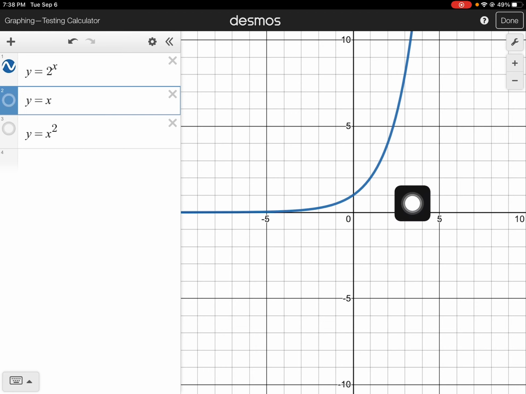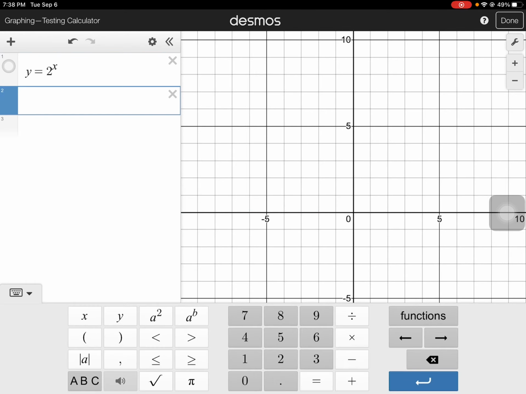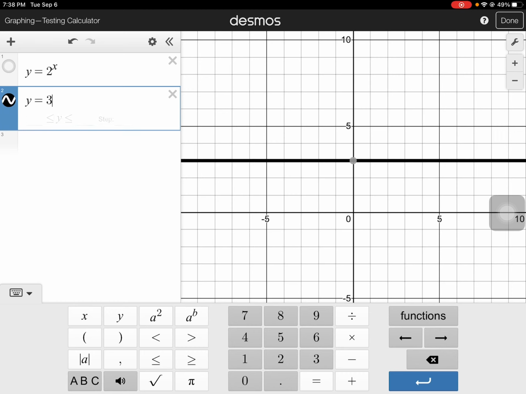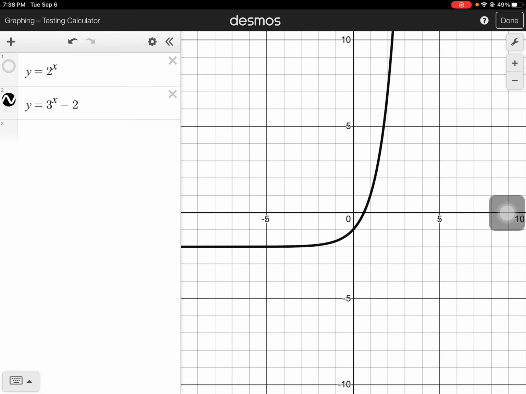So we talked about how, for the exponential parent function, your variable is in the exponent. So we're not going to have a number up there in the exponent when we have just the basic function. We can plug stuff into it later on, but it's just y equals 2 to the power of x. So I can go ahead and create other exponential functions. So maybe y equals 3 to the power of x minus 2. So this is also an exponential function. You notice how it's flat and it goes up really, really high like that. This is also an exponential because the exponent is a variable. It's an x.